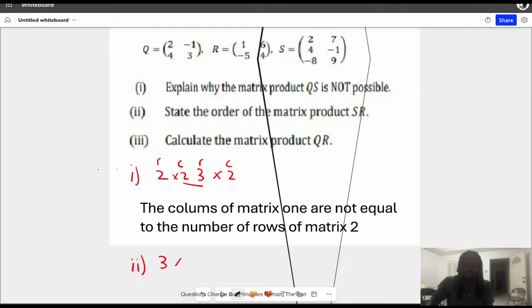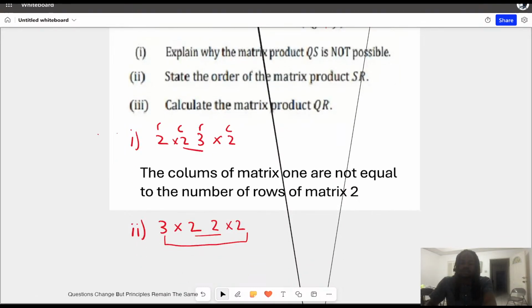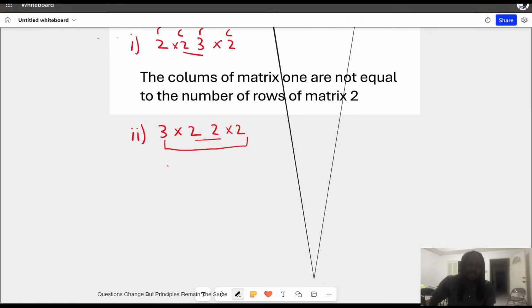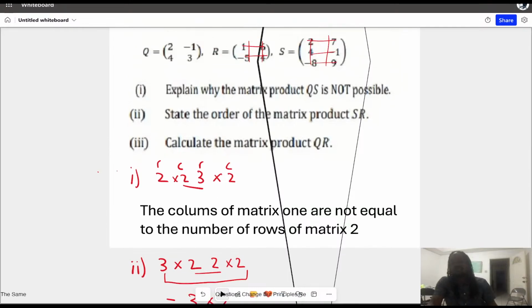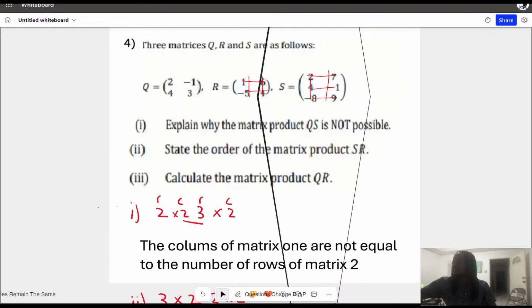S is a 3 row by 2 column matrix. 1, 2, 3, 3 rows, 2 columns. R is a 2 row by 2 column matrix, so this is a 2 by 2. The 2 numbers in the middle are exactly the same. The answer will have the order of the numbers on the outside. Therefore, the order is going to be a 3 by 2. Now you see that I got the answer without having to actually multiply. Never had to multiply anything.